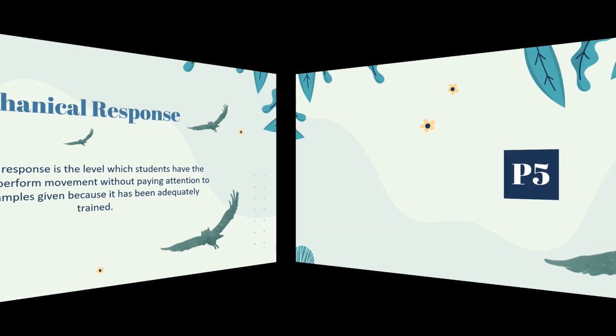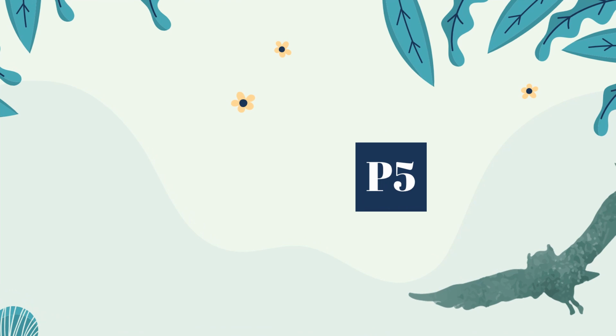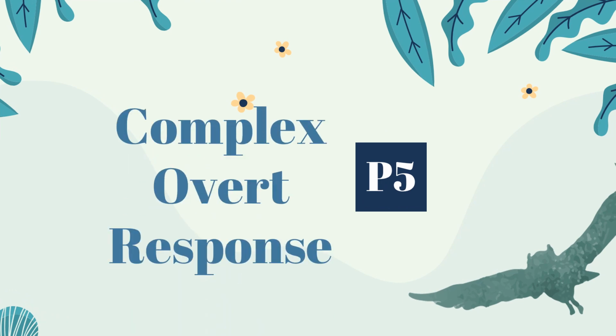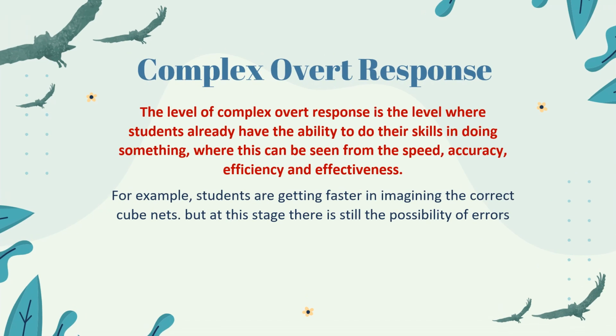Next, we have P5 or complex overt response. The level of complex overt response is the level where students already have the ability to do their skills in doing something, where this can be seen from the speed, accuracy, efficiency, and effectiveness. For example, students are getting faster in imagining the correct cube nets, but at this stage, there is still the possibility of errors.